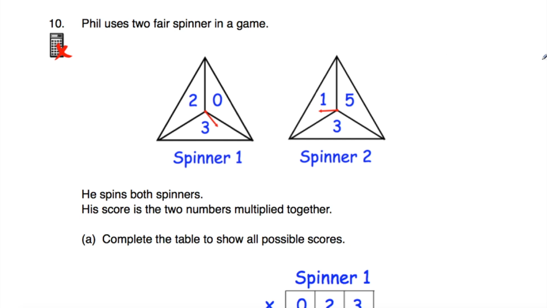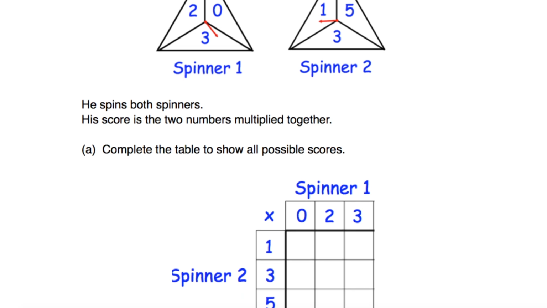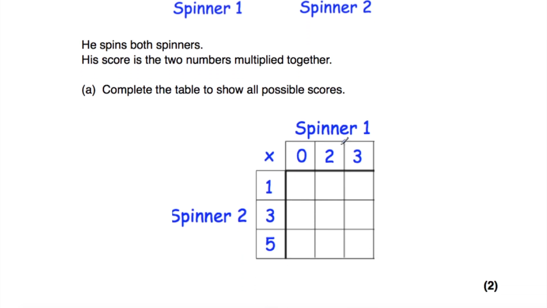Okay, so question number 10. Question number 10 says Phil uses 2 fair spinners in the game. So we've got spinner 1 and spinner 2. And he spins these spinners and the 2 numbers are multiplied together. And part A says complete the table to show the possible scores. So we've got spinner 1, 0, 2 and 3. And spinner 2, we've got a 1, a 3 and a 5. So they're all the possible scores that he can get. And then that's part A done.